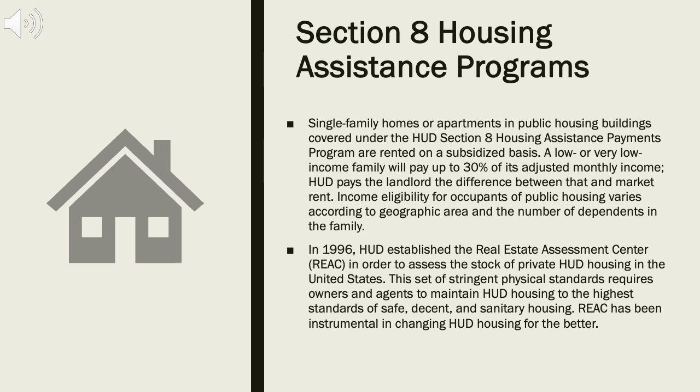HUD pays the landlord the difference between that and market rent. Income eligibility for occupants of public housing varies according to geographic area and the number of dependents in the family. In 1996, HUD established the Real Estate Assessment Center (REAC) in order to assess the stock of private HUD housing in the United States. This set of stringent physical standards requires owners and agents to maintain HUD housing to the highest standards of safe, decent, and sanitary housing.